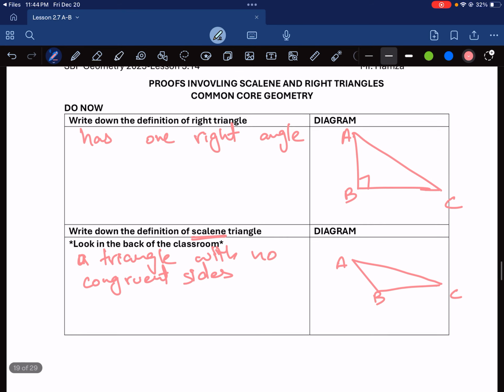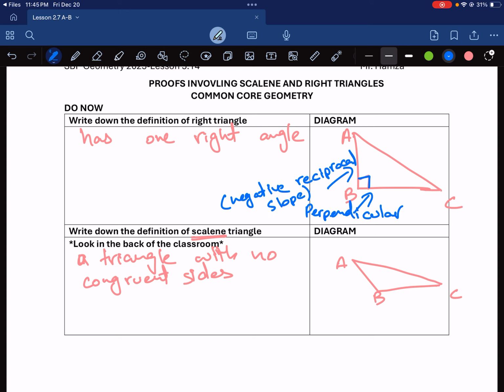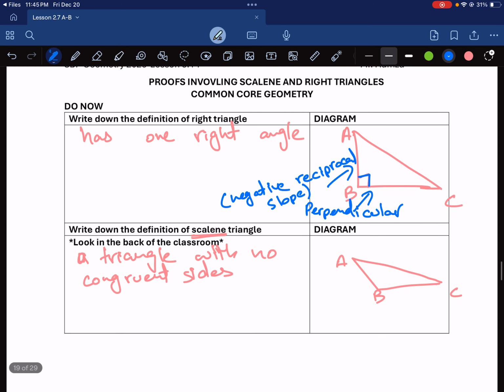Okay, so let's go over how we prove something is a right triangle. If something is a right triangle, you must prove that the angle is a right angle. And the way you do that is you prove that these two lines, AB and BC, are perpendicular to each other, that they have negative reciprocal slope. If you do that, then the triangle is a right triangle.